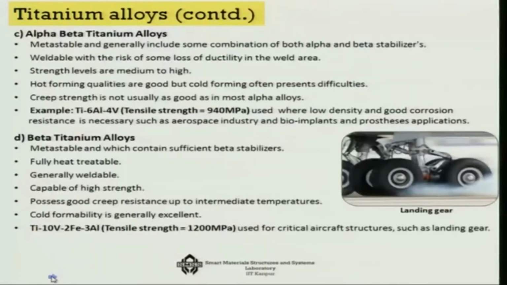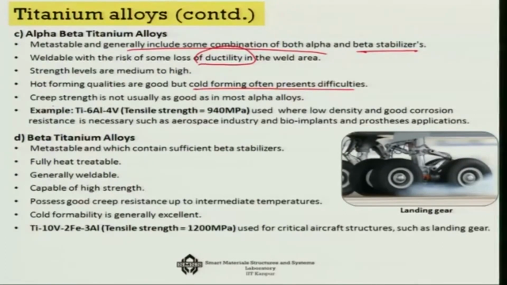Then you have the alpha beta. This one is metastable, that means it is not a very stable configuration, and generally includes some combination of both alpha and beta stabilizers. It is weldable, but if you weld, there is a risk of some amount of loss of ductility. Strength levels are medium to high. Hot forming qualities are good, but cold forming often presents difficulties. Creep strength is not usually as good as in most alpha alloys.